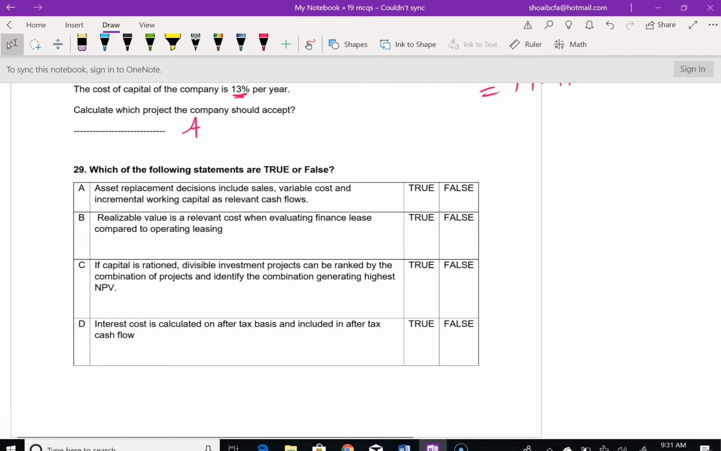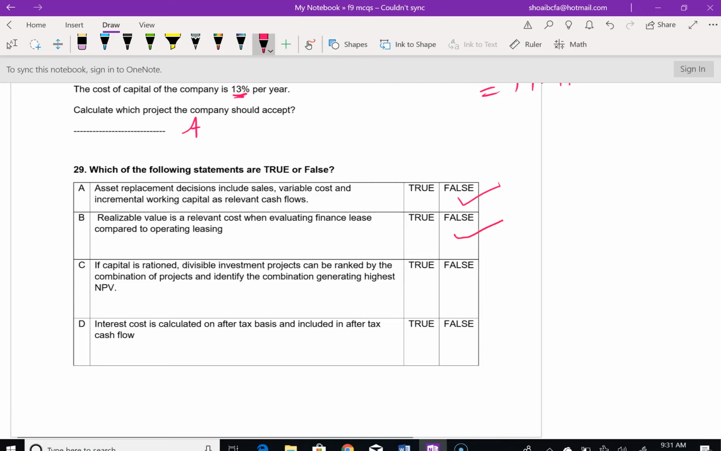Asset replacement decision includes sales, variable cost and the incremental working capital? No. Asset replacement only includes initial investment, scrap value, and the maintenance cost. So it is false. Realizable value is relevant cost when evaluating lease. No. In lease, we normally do not own the asset. So that's why there should be no realizable value.